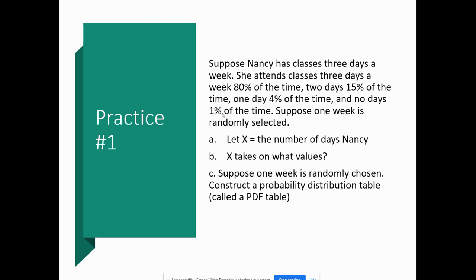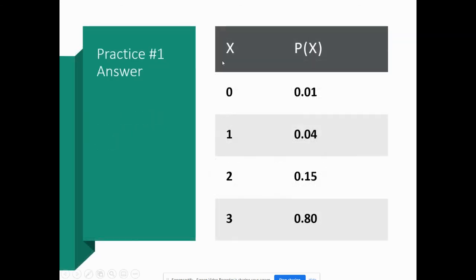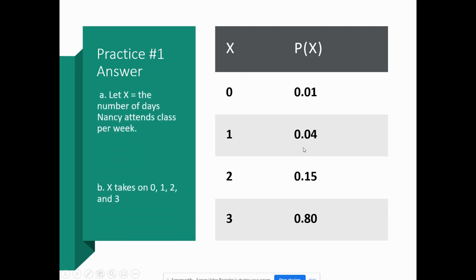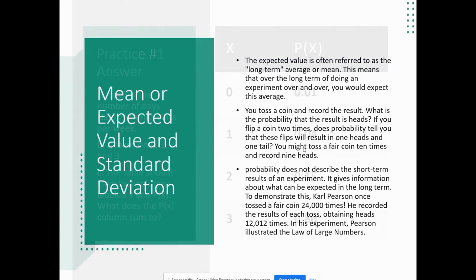So let's construct this table. 0 days, 1 day, 2 days, 3 days. And all I did here is convert those percentages to decimals. And the good thing is, because this adds up to 1, I don't have to put it over 1 each time, because it's given. Okay, and again, that's what you see.